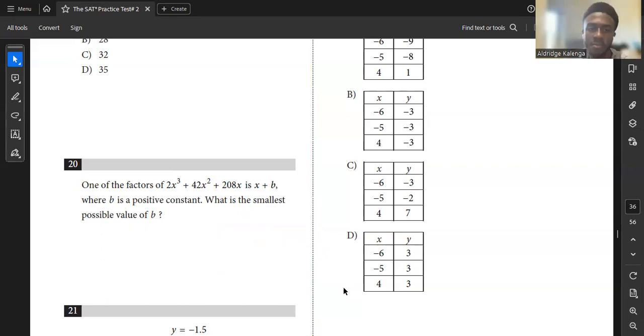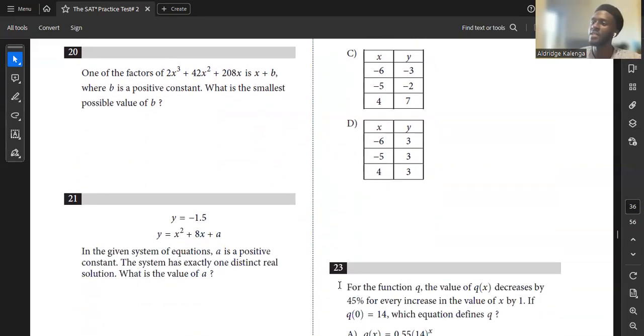Question 21. In the given system of equations, A is a positive constant, right? So the system has exactly one distinct real solution. What is the value of A? So remember, we already have a value of y, guys. But what is the value of A?